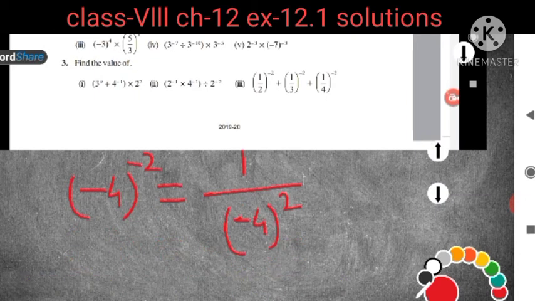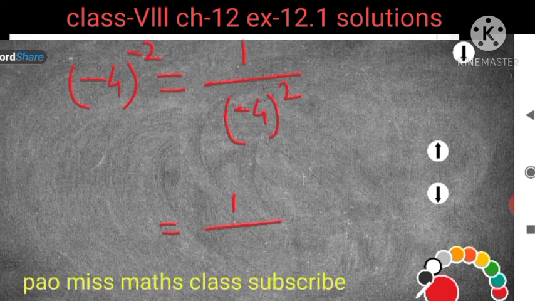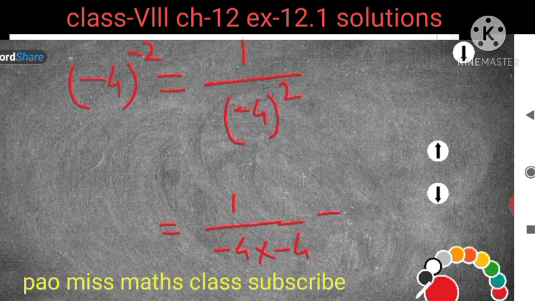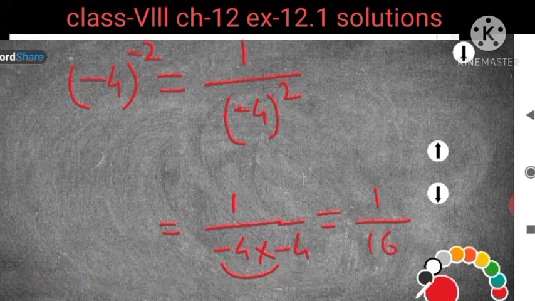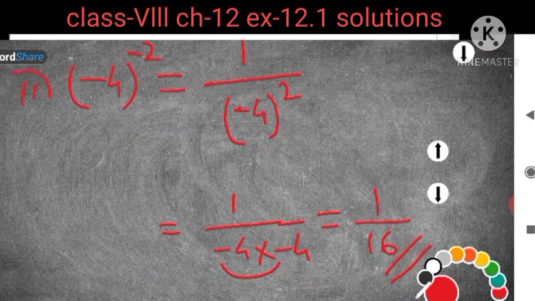The base will be the same, only the power will become positive when you are writing it in the inverse form. Okay, now this is 1 upon minus 4 to the power 2, which means minus 4 into minus 4. So minus minus will become plus, isn't it? 4 into 4 is 16. So the answer is 1 upon 16. So 1 upon 16 is the answer, and this is the solution of question number 2. So in this way we have to solve.